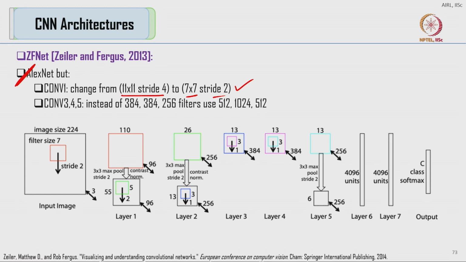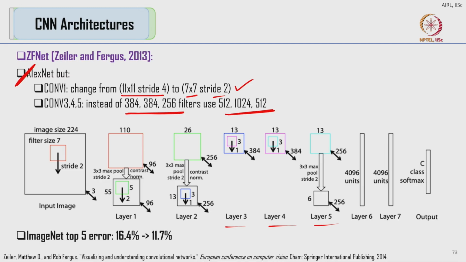the other layers, which is layer 3, 4, 5, instead of using 384, 384, 256 filters, they used 512, 1024, 512 filters, right. Essentially they increase the number of filters, which is they increase the depth of the channels after each of these convolutional layers, right. This resulted in the drop of the error in the ImageNet challenge from 16.4 to 11.7, right.